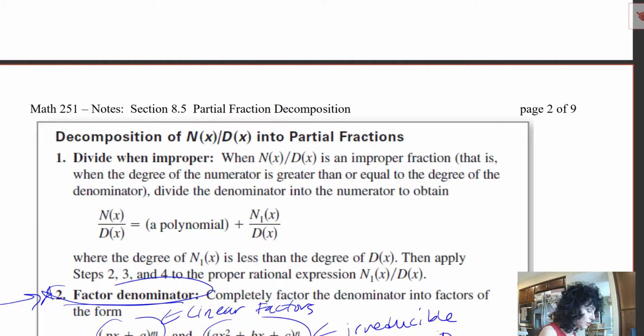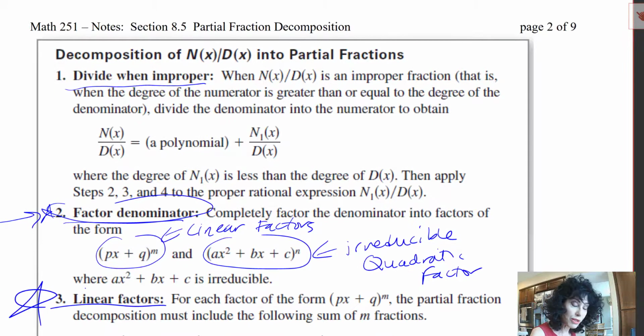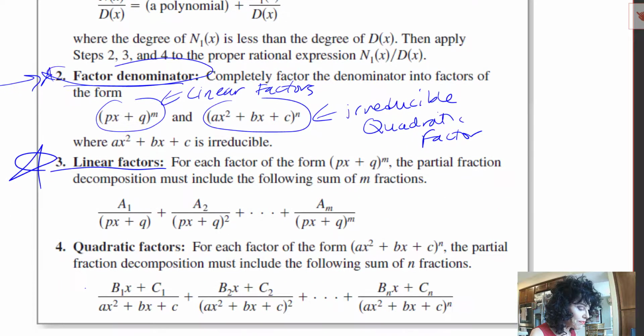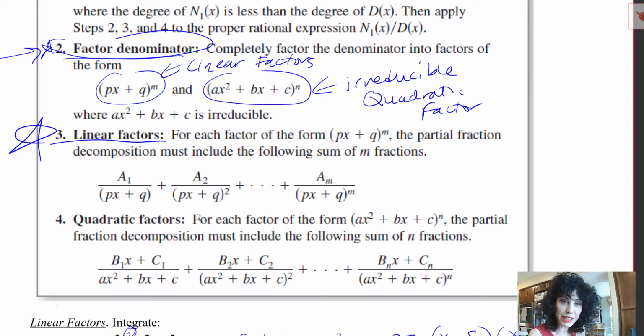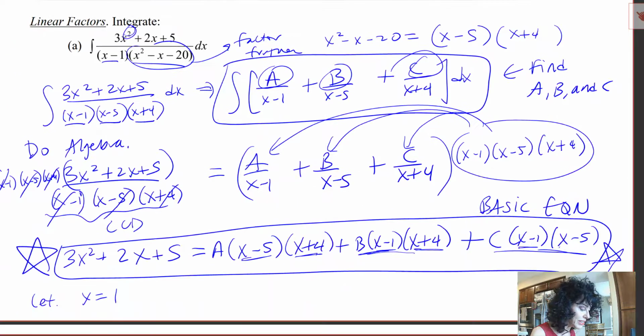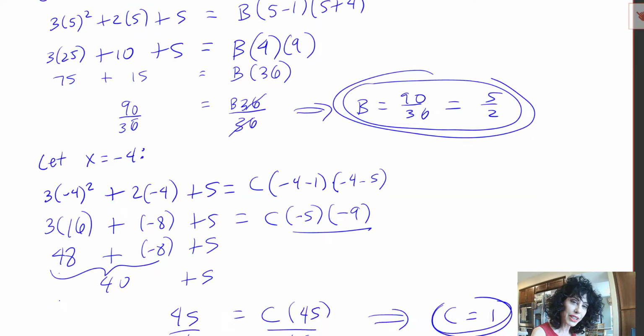you first take a look to see if it's an improper rational function or not. If it's proper, which means the degree of the polynomial in the numerator is less than the degree of the polynomial in the denominator, then go straight to step 2, factor the denominator over the set of integers, and then start decomposing into partial fractions. So we did an example. And let's take a look at another example.